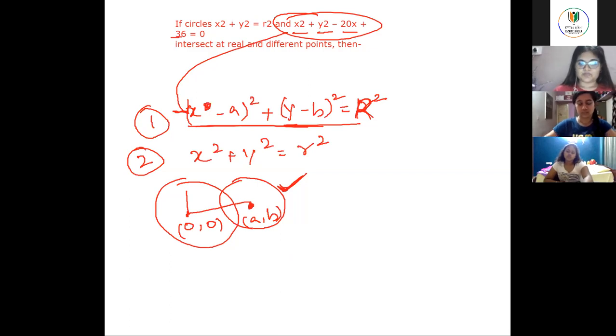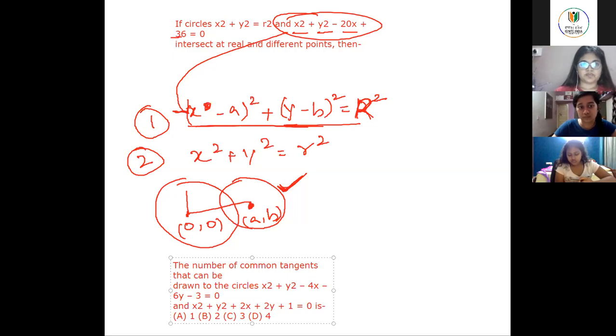Question number 69. 69 says: the number of common tangents that can be drawn to the circle, this and this. So how will you find the common tangents? How can you find out the common tangents? I'll write this here so that everyone can see this question. Tell me, anyone who knows the answer for this question, or a hint or a way that we can solve this question?